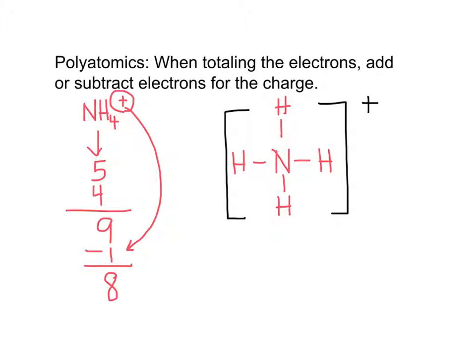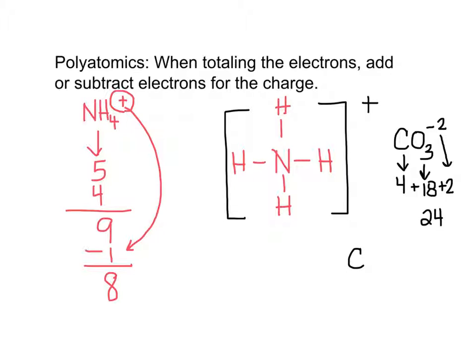We can also do this with, let's try another one. Let's do carbonate. So carbonate is CO3 with a negative 2 charge. So when we total up our electrons, we're going to have 4 for our carbon. Each oxygen has 6, and there's 3 of them, so that's another 18. And we're going to add to that the 2 for our extra 2 electrons. So that gives us a total of 24 electrons to place.